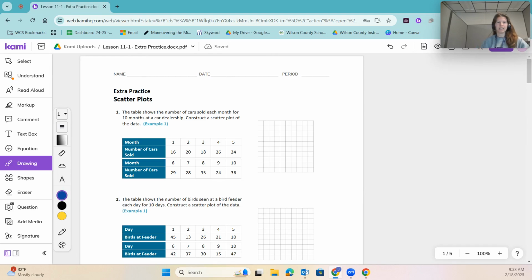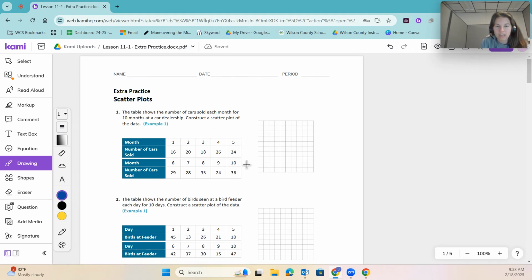Now let's take a look at this table and we're going to create a scatter plot for this information. The table shows the number of cars sold each month for 10 months at a car dealership. Construct a scatter plot of the data.